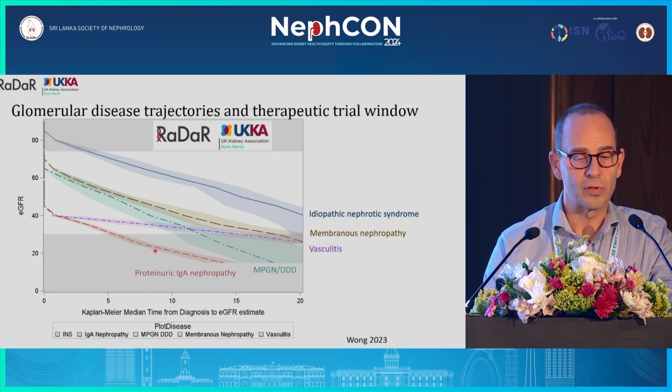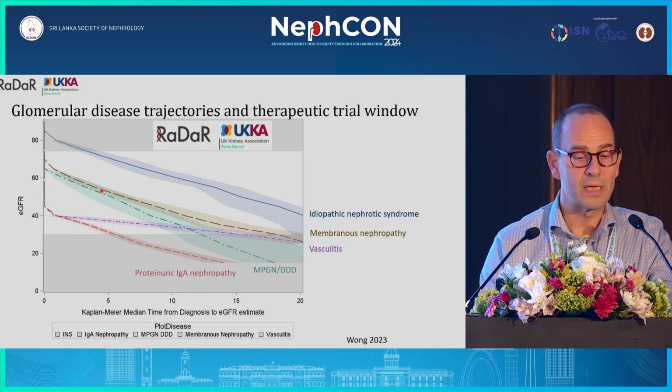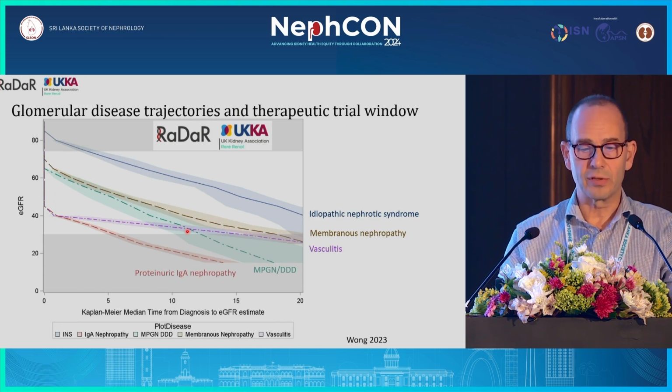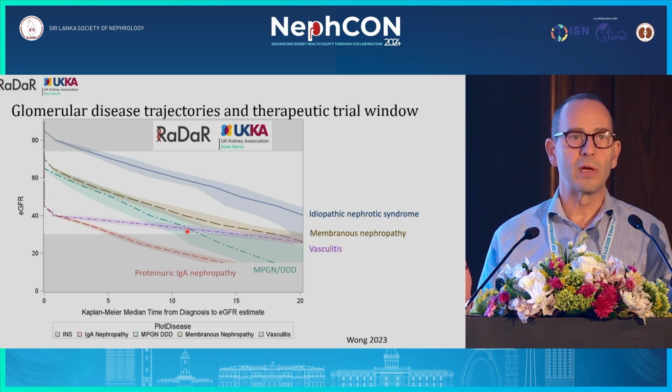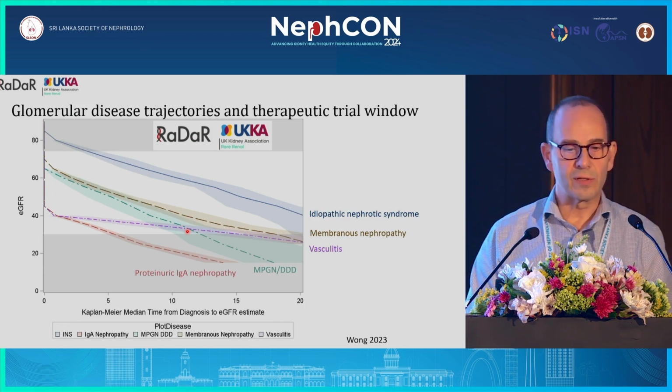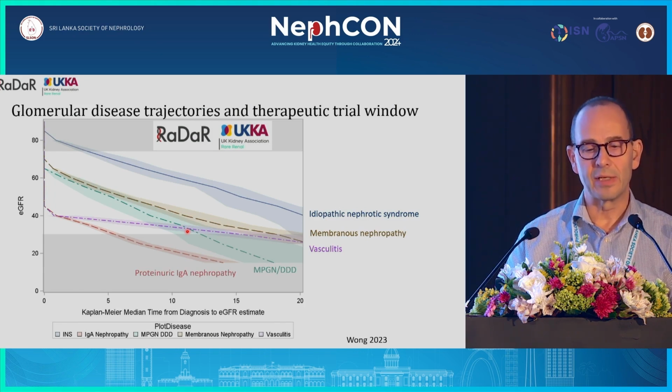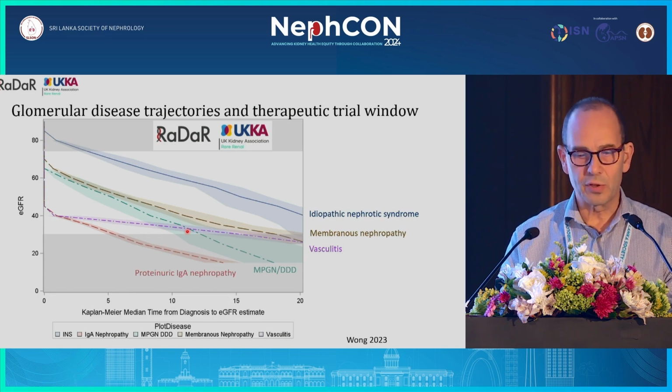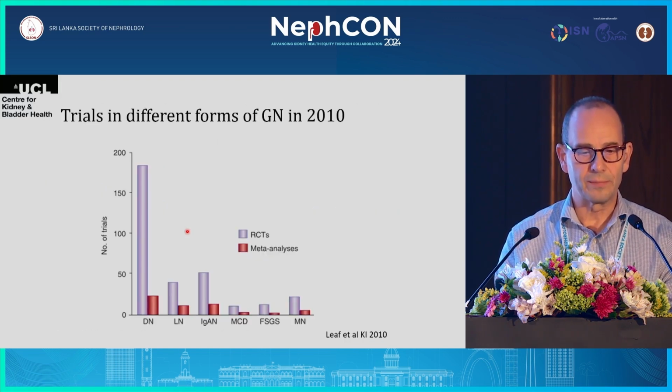If you look at proteinuric IgA, and if you look at MPGN or C3GN, you see that there's a much more accelerated rate of progression. So we have this therapeutic window where from the time of diagnosis to the time that people reach severe kidney damage, we've got a therapeutic opportunity to try and reverse what's going on.